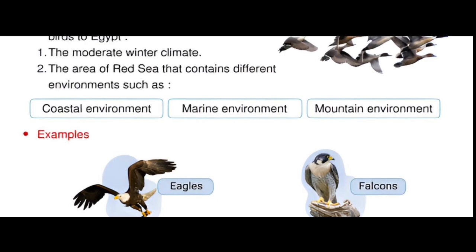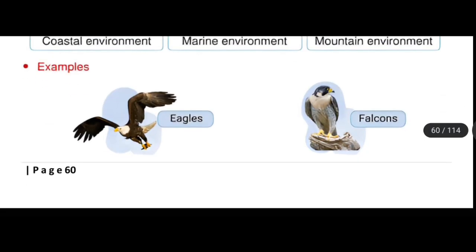Okay, examples of migratory birds. We have two common birds, eagles and falcons. So, today we learned what adaptation is, types of adaptation, why birds migrate, and the types of birds.